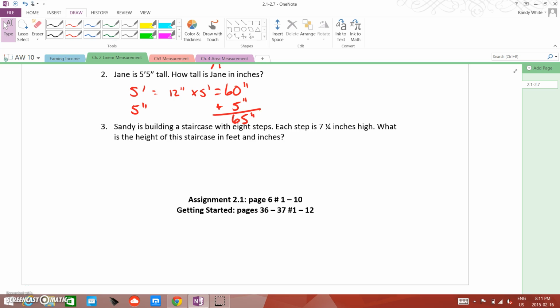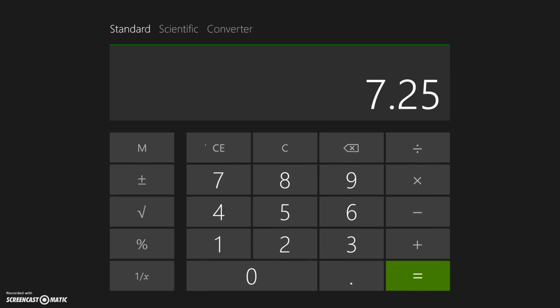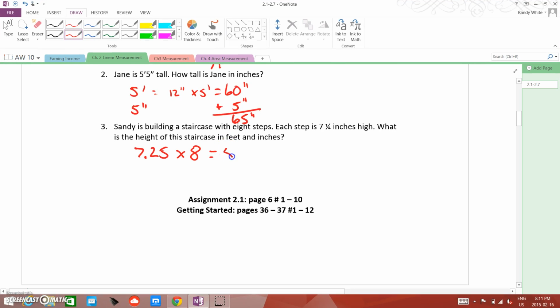Okay, Sandy's building a staircase with 8 steps. Each step is 7¼ inches high. What is the height of this staircase in feet and inches? So 7 inches and a quarter, so that is 7.25. There's 8 of them, so we're going to multiply that by 8. So that is going to be 7.25 times 8, 58. So that is 58 inches.